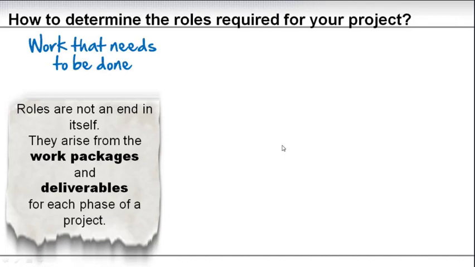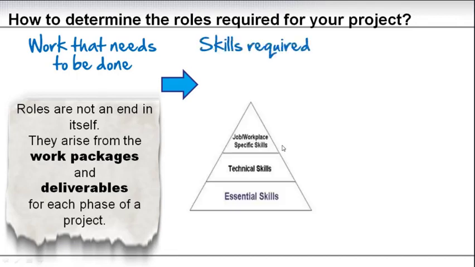So you could summarize this into work that needs to be done. That is the starting point. You need to define what is the work that needs to be done. That leads to the second part, which is the skills required. So you have not just technical skills to consider, but also essential or fundamental skills that you want your team to possess.